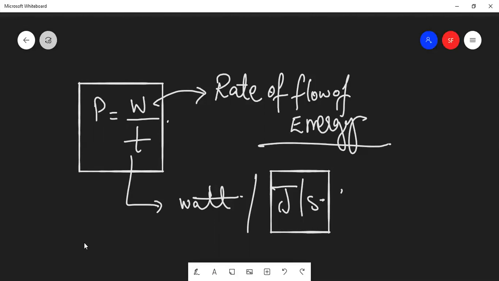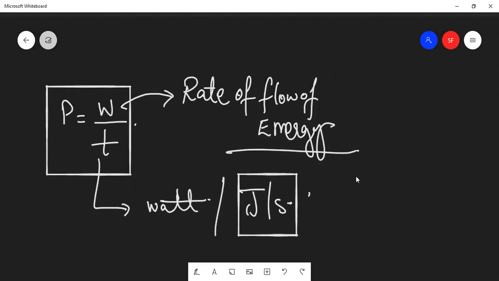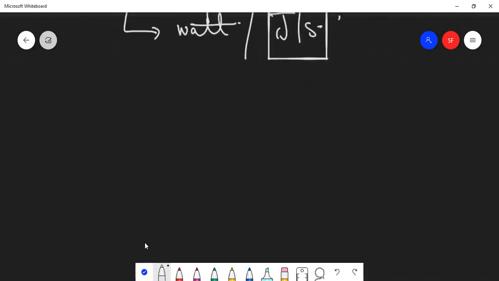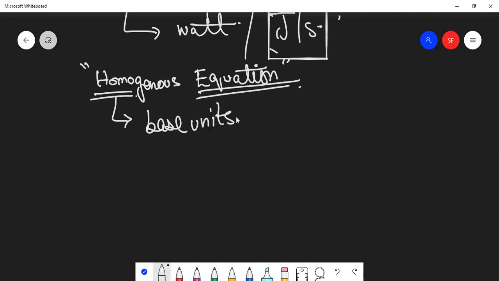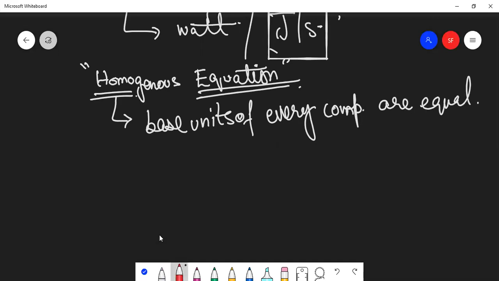Okay, after this, we did power. I told you about the concept of homogeneity of an equation, and you said you needed some review of that, so let's do that. What is a homogeneous equation? Any idea? Equations that are equal. Homo means same, and equation means we are dealing with an equation. Homogeneous actually means same, but it's not the equations which are equal, it's actually the base units of each component in that equation that are equal. It's an equation in which the base units of every component are equal.